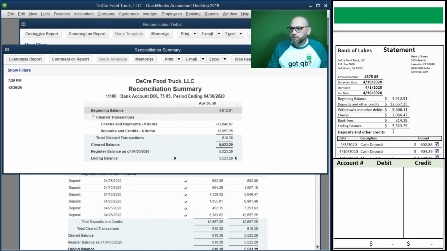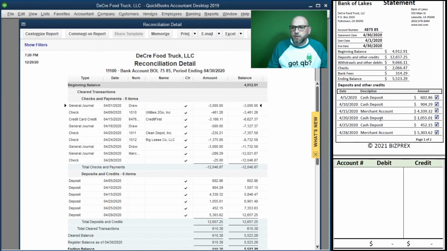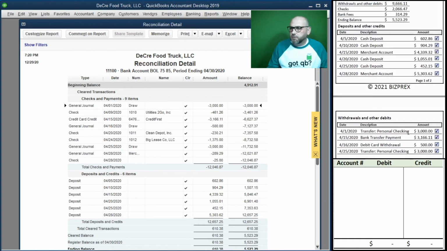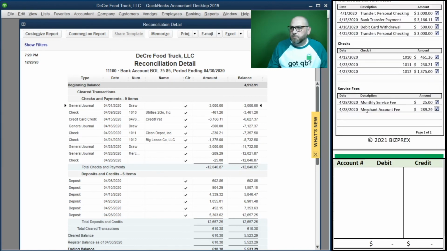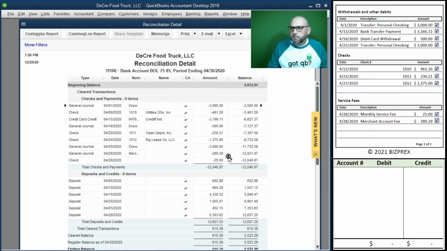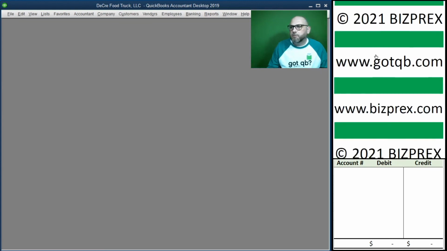Let's make sure everything is good. All right, so our ending balance is good. You can print it for your records and attach it to the bank statement and credit card statements. Okay, so again, let's make sure everything looks good. So our deposits right here, good. Okay, everything is good, right? So again, we'll print it, attach it to the bank statement, and we have completed reconciliation for the month of April.